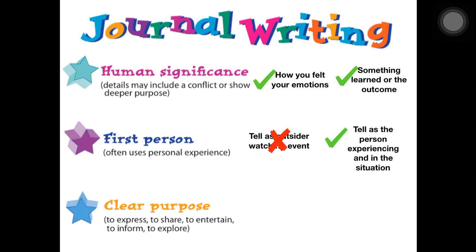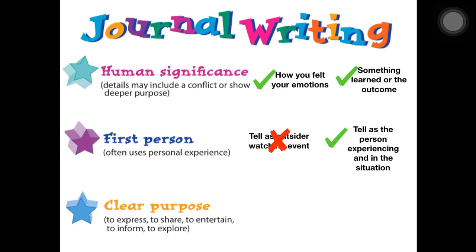Next, you want to have a clear purpose. You are either informing somebody and sharing with them. It says there to express, to share, to entertain, to inform, to explore. When you are journal writing, given the topic you're journaling on, you will naturally fall into one of these categories, and you want to maintain that category. If you are informing me of something, don't go off on a tangent and share an extra little story. Just inform me of what happened.